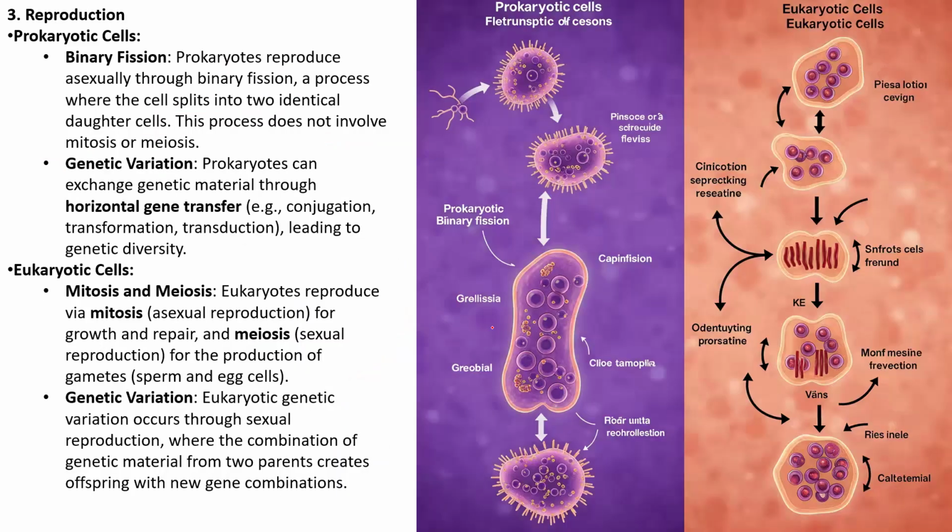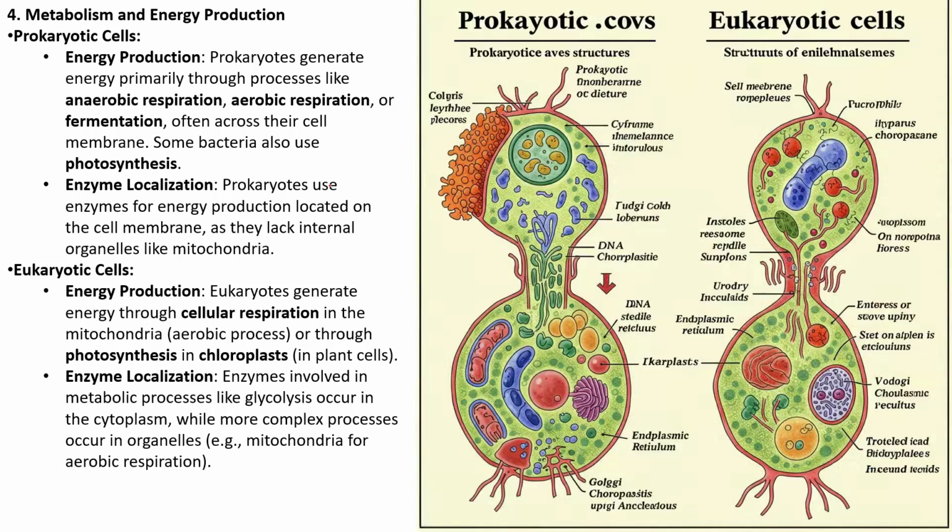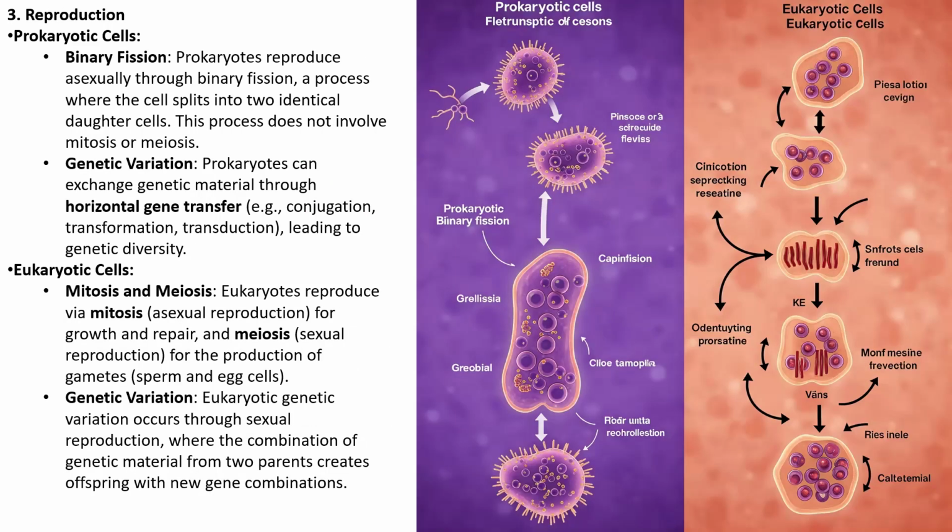Next is reproduction. As the prokaryotes are simpler in structure, they mainly show asexual reproduction, which is mainly through binary fission. Binary fission is where a single cell splits into two identical daughter cells, in exactly equal halves.